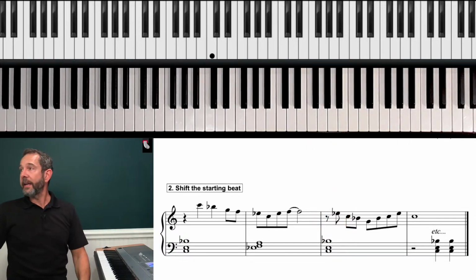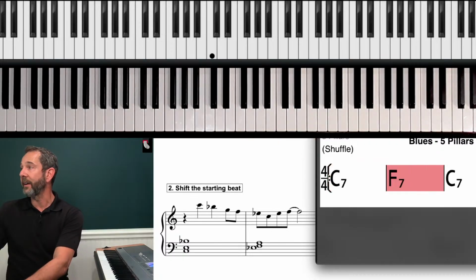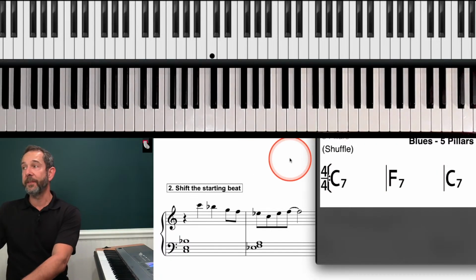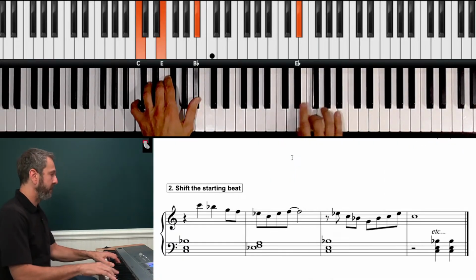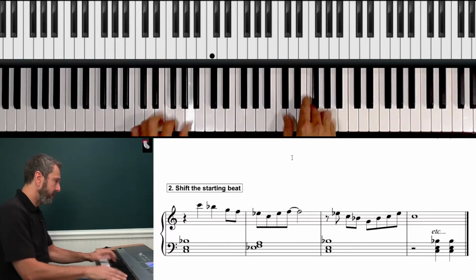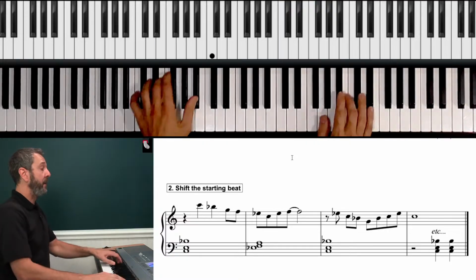Now, I'm going to play the first one just one time for you, so you can hear that first one, and then I'm going to shift to the second one. Here's the first one. All right, here's the one with the shifted beat.